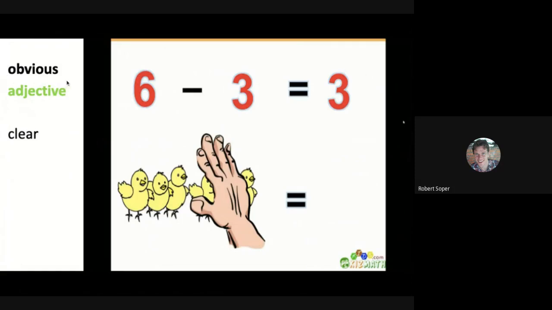Okay, so try and think of some things which are obvious. Things which are clear to us that we don't need to think about. And then put the word obvious in your own sentence.